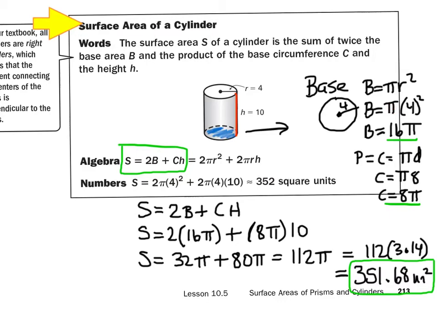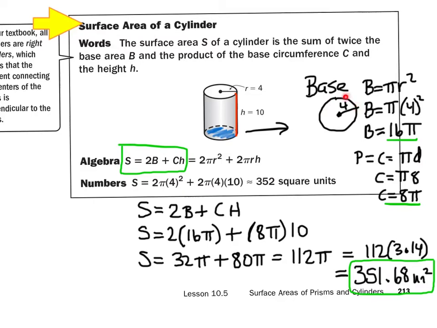So that would be pi times 4 to the second power. Well, 4 to the second power is 16, and I'm going to leave it as 16 pi. Don't do anything else. Just leave it as 16 times pi. And then to get the perimeter, well, that's the same as circumference.